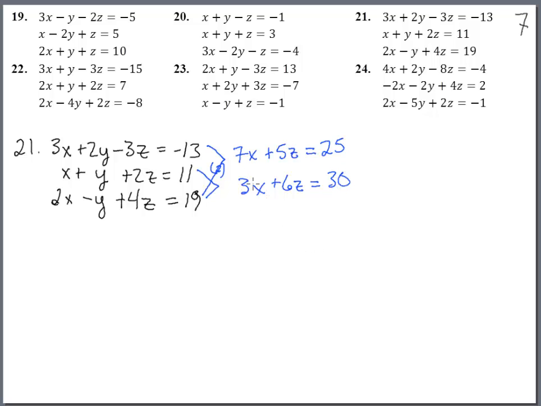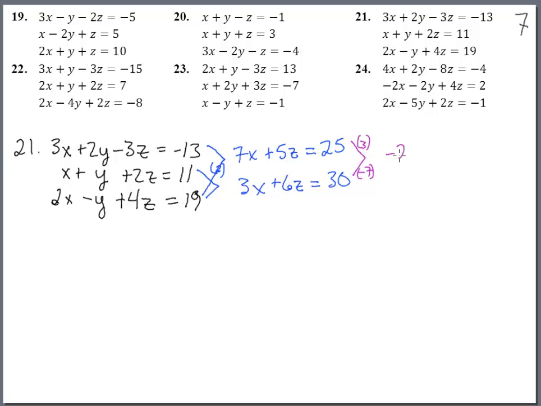Ooh, so which one do we want to get rid of? The x's or the z's? Well, let's do the x's. Neither one of them looks really particularly easy, so let's times the top guy by a 3 and the bottom guy by a -7. That's 21, -21, gone. So this will be 15z minus 42z.